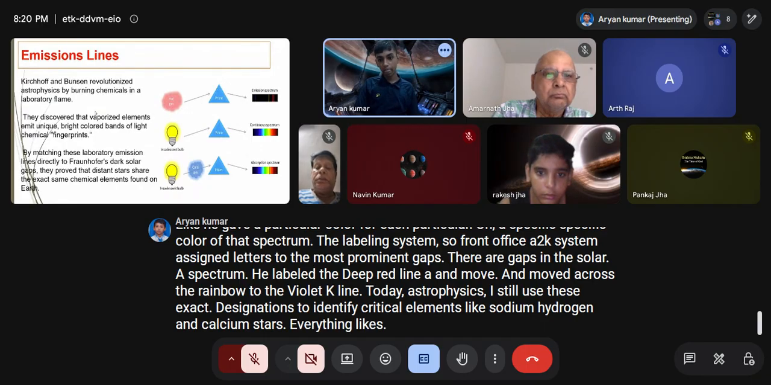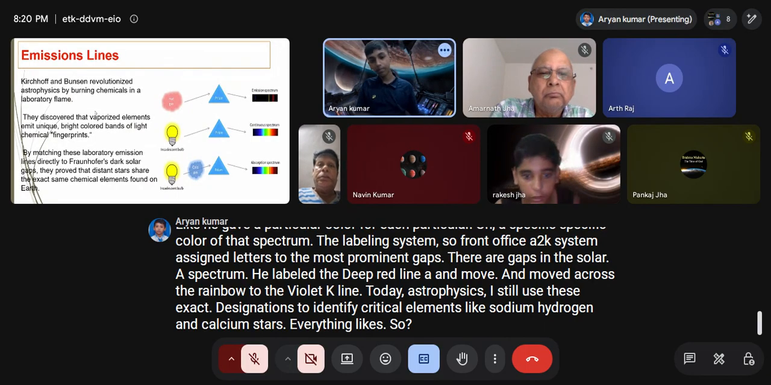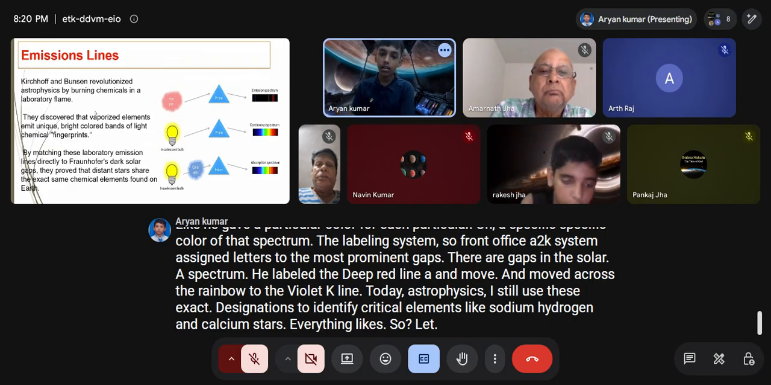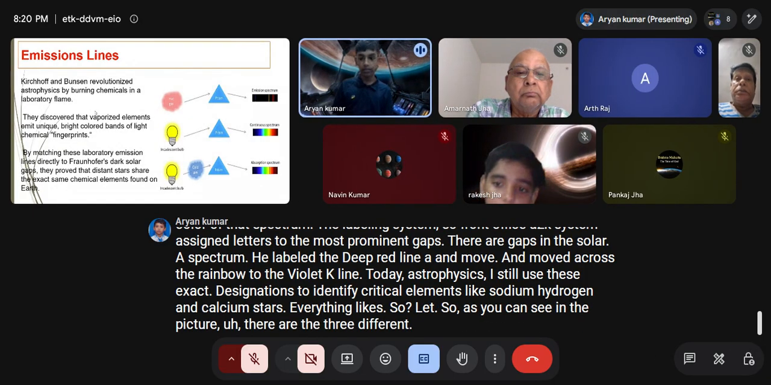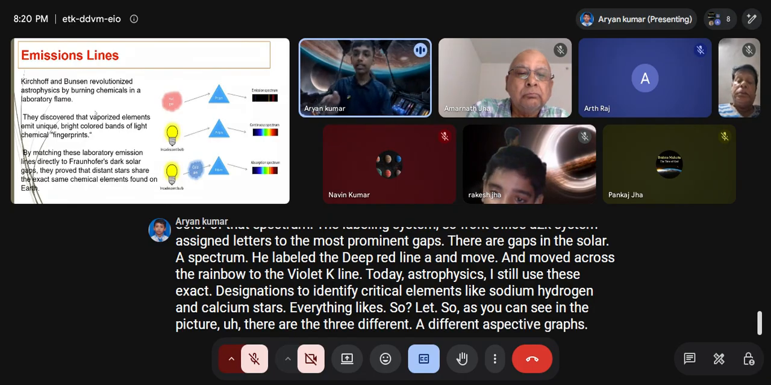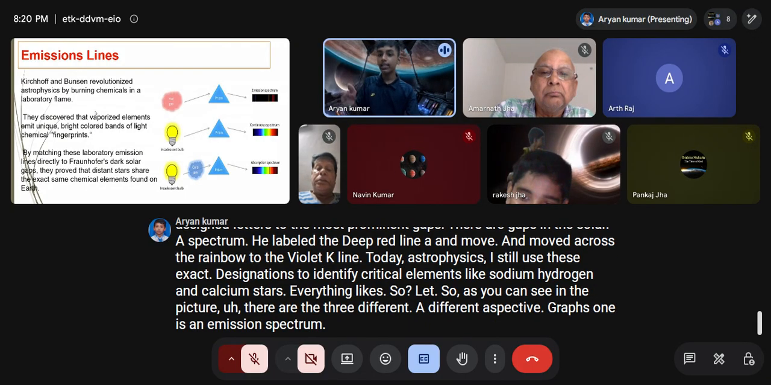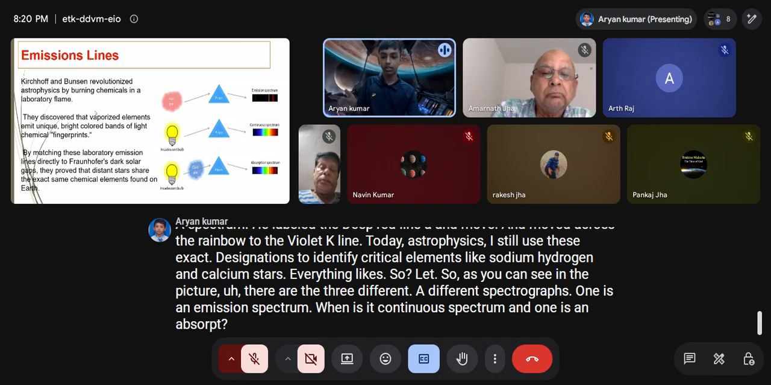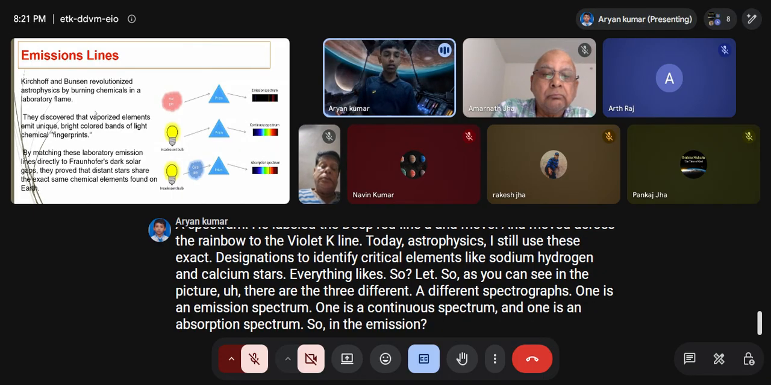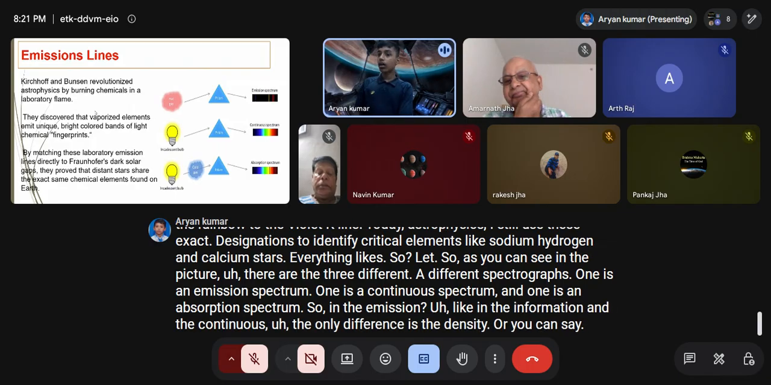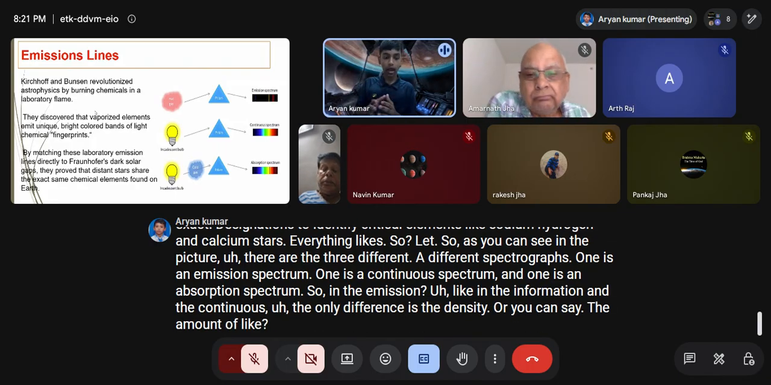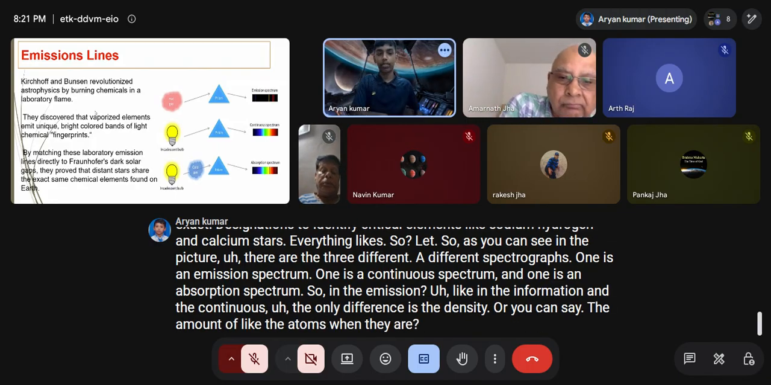Emission lines. As you can see in the picture, there are three different spectrographs. One is an emission spectrum, one is a continuous spectrum, and one is an absorption spectrum. In the emission and the continuous, the only difference is the density, or you can say the amount of atoms when they are closer.